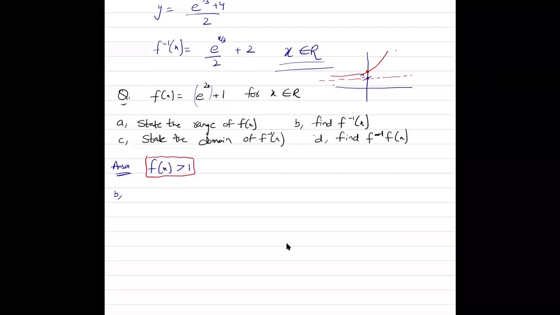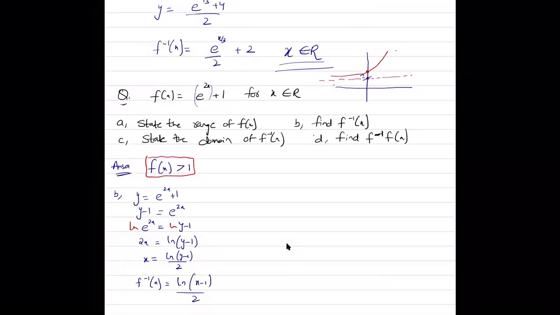Is it ln(x minus 1)? Okay. So this is going to be y equals e to the power of 2x plus 1, y minus 1 equals e to the power of 2x. Now you're going to take ln on both sides. 2x ln e, ln e is going to be 1. This is going to come out as ln(y minus 1). x is going to be ln(y minus 1) over 2. And the inverse function is going to be ln(x minus 1) over 2. Is that what you are getting? Yeah.